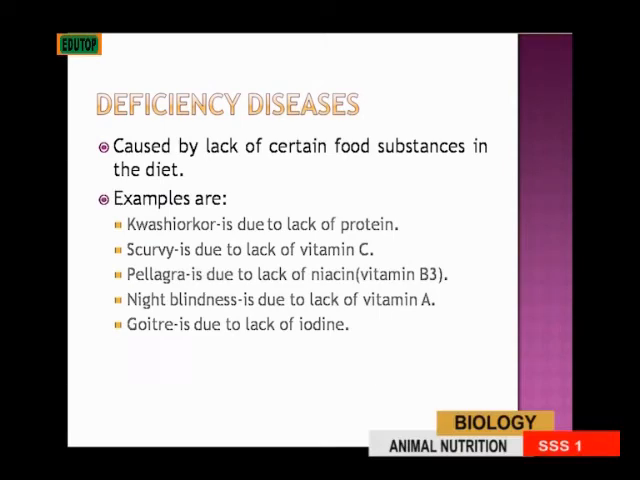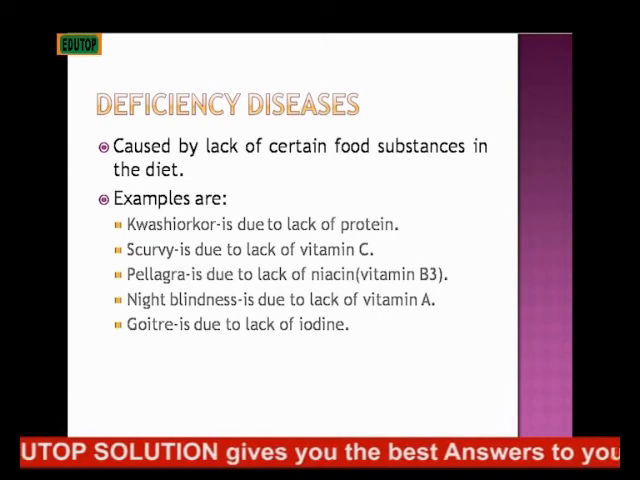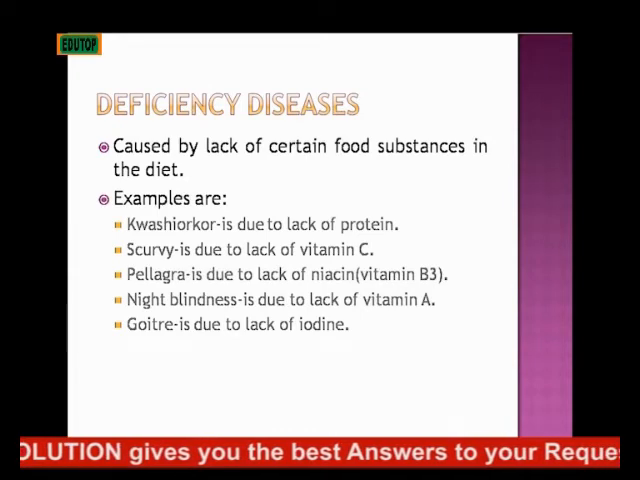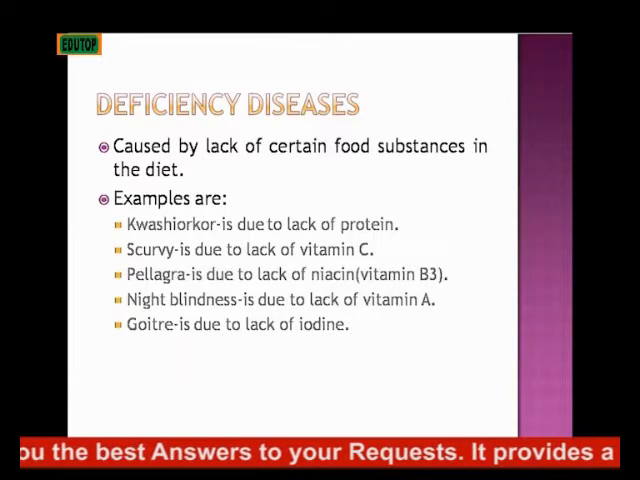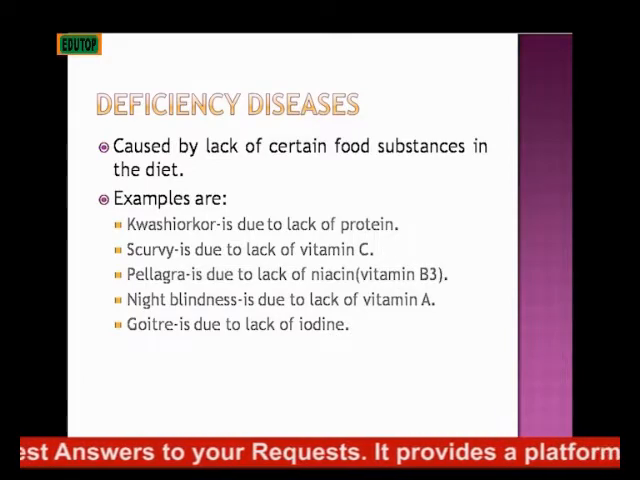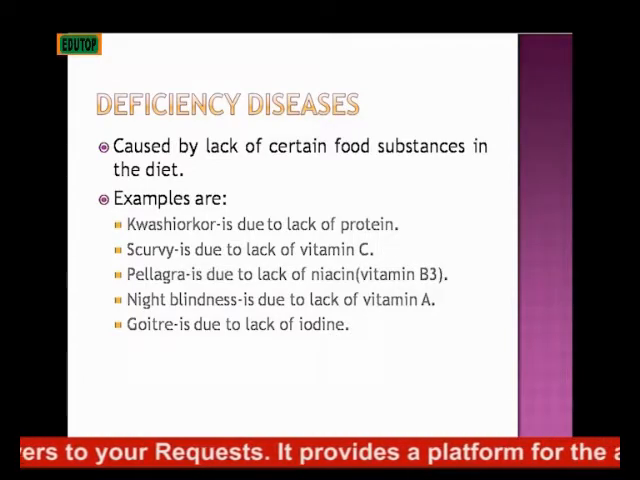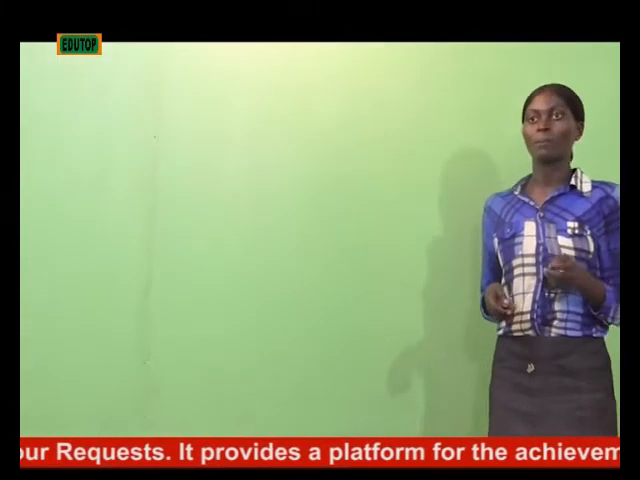Then pellagra. Pellagra is due to lack of niacin, that's vitamin B3. Night blindness is due to lack of vitamin A. Then goiter is due to lack of iodine or vitamin D.